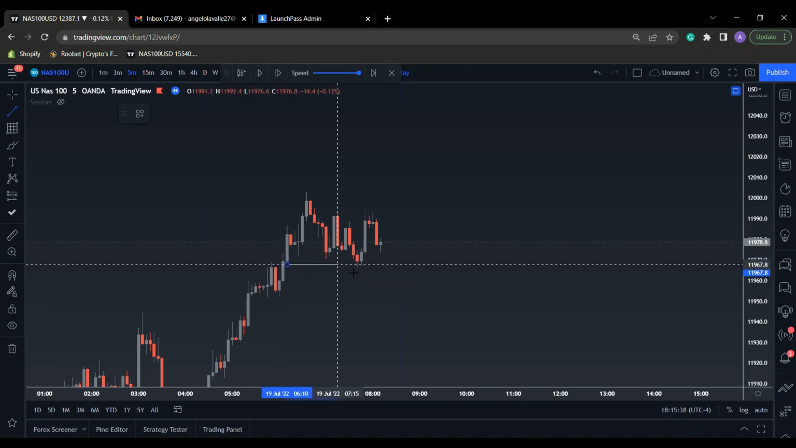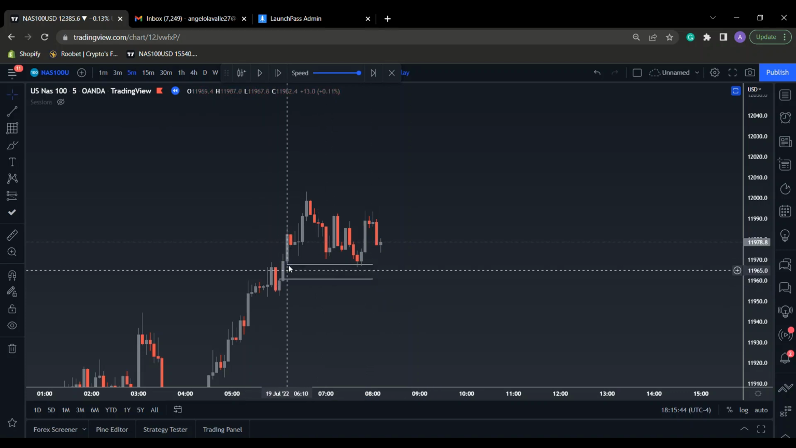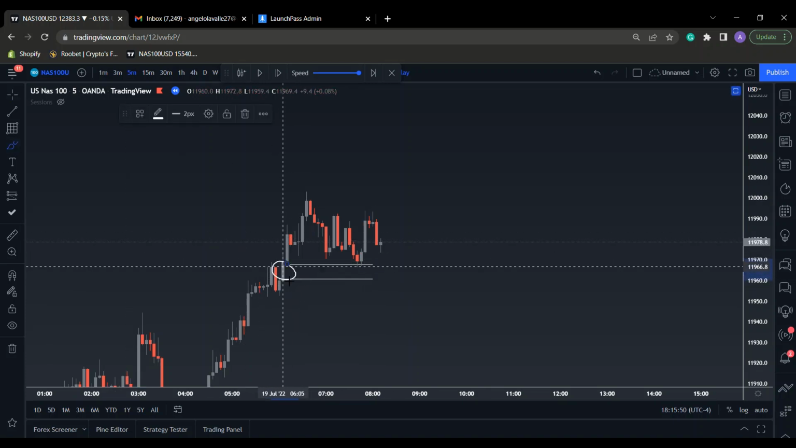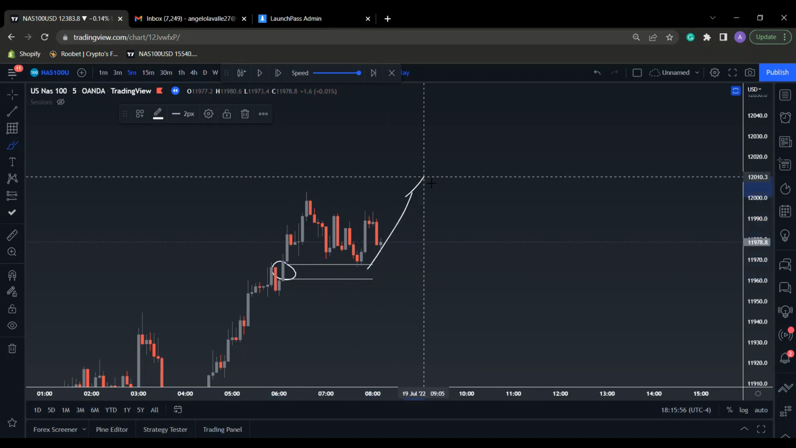We had this wick, which got filled, and we had this wick. They didn't meet, so there's a gap right here in this candle. So we're targeting this area because it wasn't fulfilled. Price pushed up too quick. Price needs to come back down to fill in this zone to continue the push up.